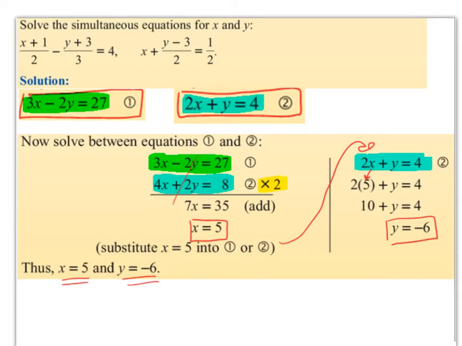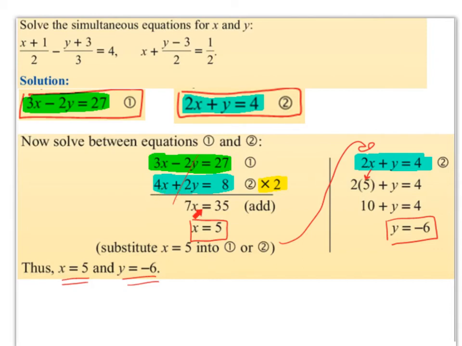Alternatively, we could have got the x's to match up. We could have multiplied the first equation by 2, the second equation by 3, so we would have had 6x and 6x, and then we would have had to change the signs, or we could have just originally multiplied by minus 6. But in this particular example, we decided to match up the y's. So we have minus 2y and positive 2y, so they will cancel out.